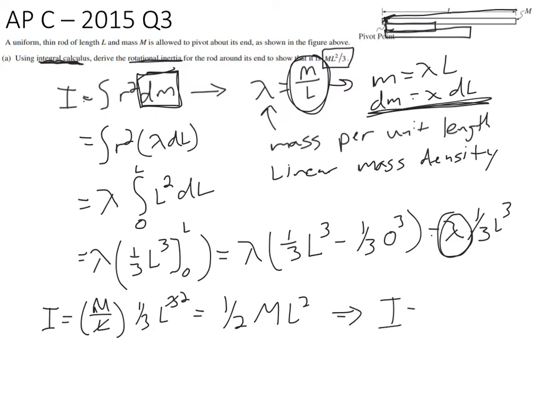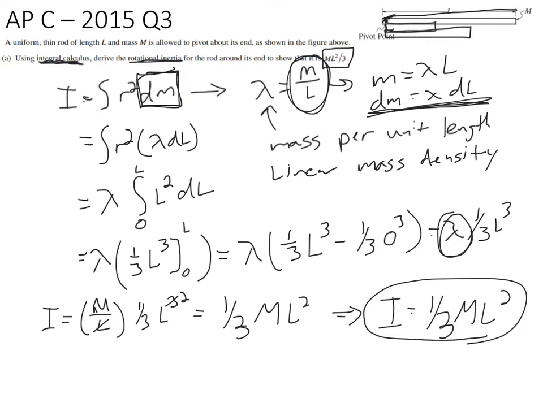So here I've shown, using integral calculus, how the rotational inertia for a rod rotating around a pivot at its end is 1/3 ml squared.